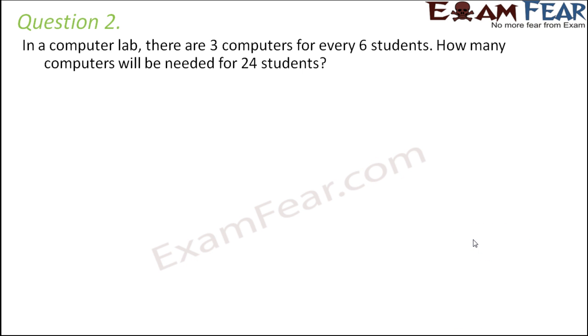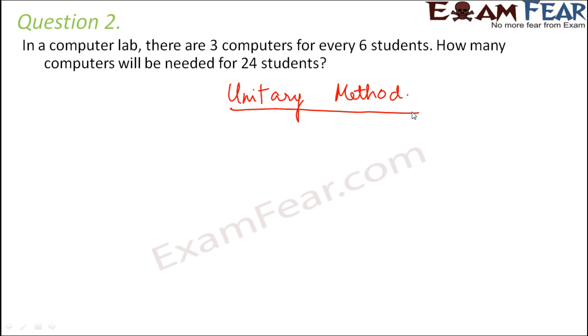Question number 2. In a computer lab, there are 3 computers for every 6 students. How many computers will be needed for 24 students? Do you remember the unitary method which you had learned in your junior classes? If you remember, then it's well and good. In case you have forgotten, I'll remind you about the unitary method. What was this method all about? This method always asked us to find out the value for one unit and then find out the value for multiple units. What does that mean? Let us try to solve this question and then understand.